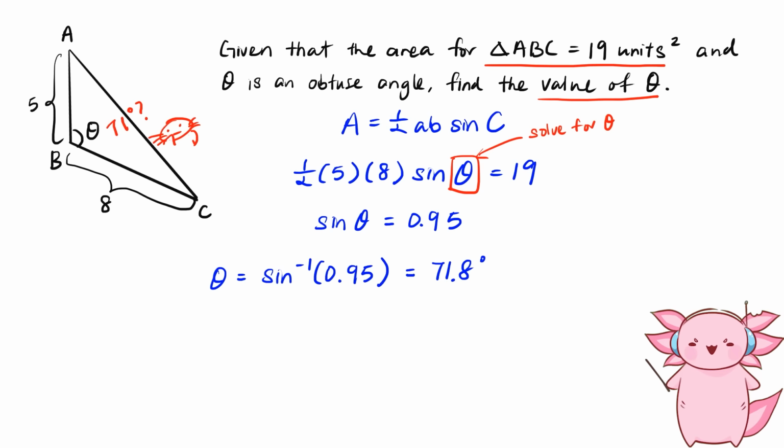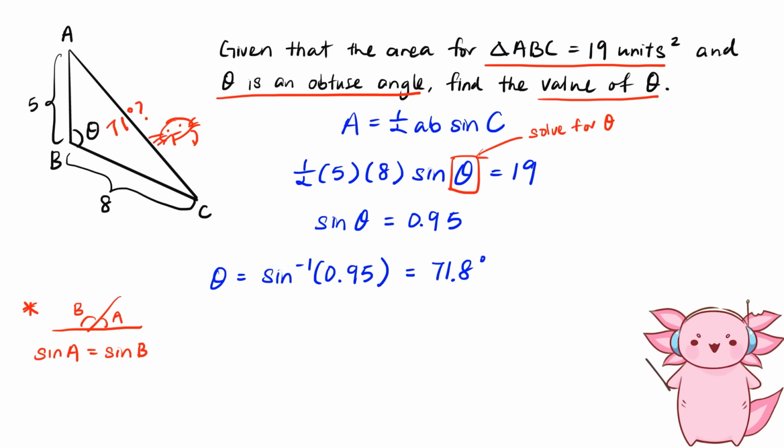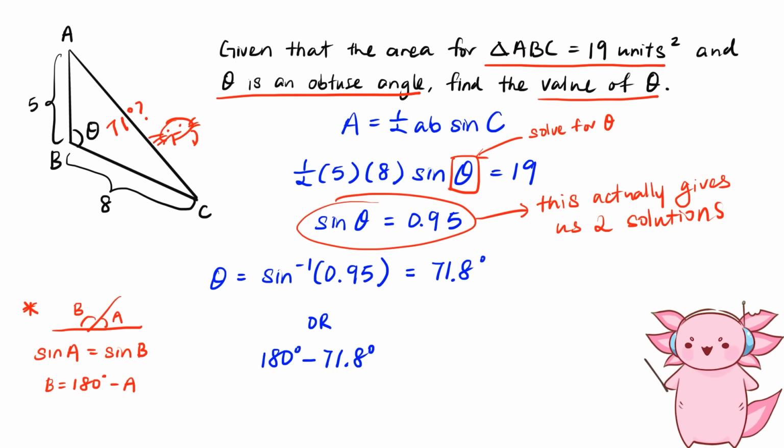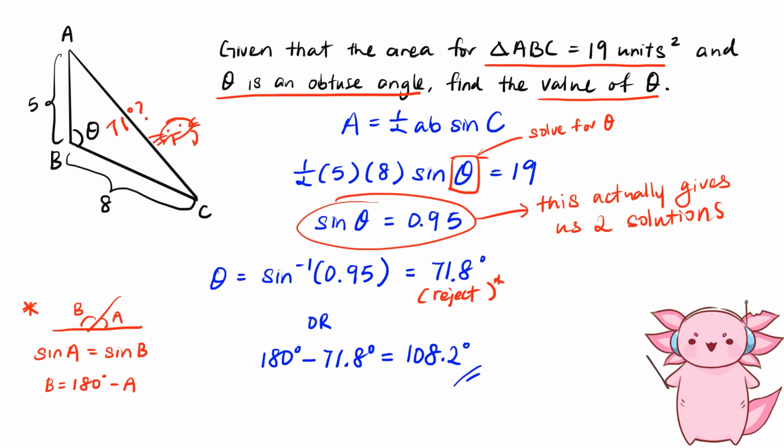Okay, now 71 degrees for theta seems a little bit sus, given that they say that the theta value is obtuse. So remember our little trick where sine A is equal to sine B, and B is 180 degrees minus A, so the value of theta can also be 180 minus theta, which gives us 108.2 as our final answer.